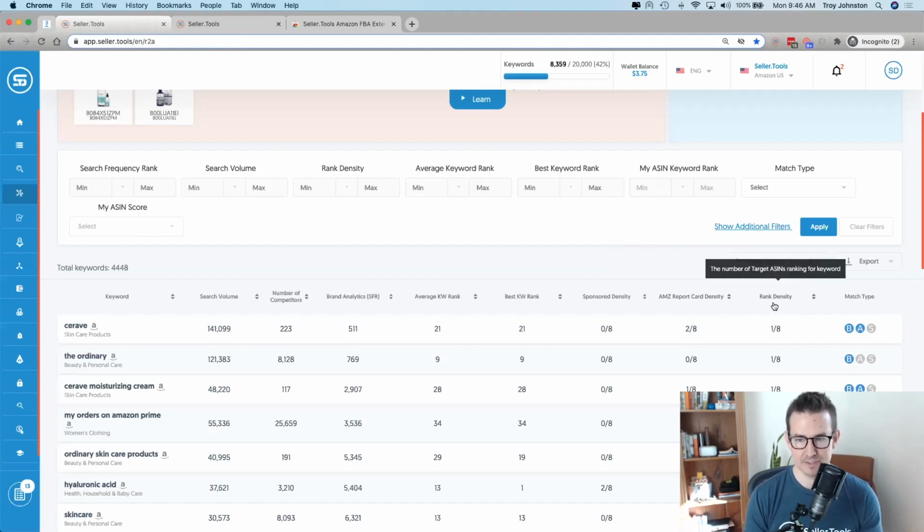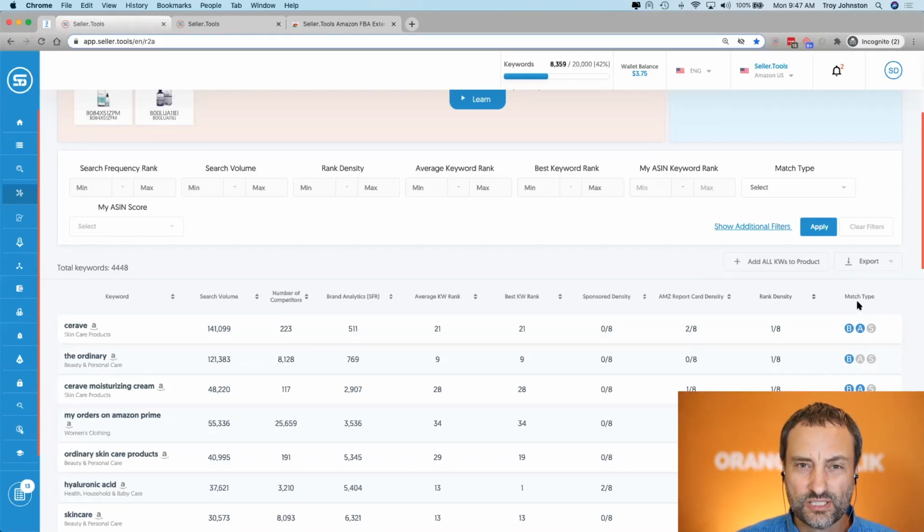And then rank density. Now, this is definitely my favorite column when it comes to looking at, okay, if a keyword's important, it's most likely the top competitors are all ranking for it. That density is kind of indicative of relevancy and something I need to keep tabs on for that particular keyword.